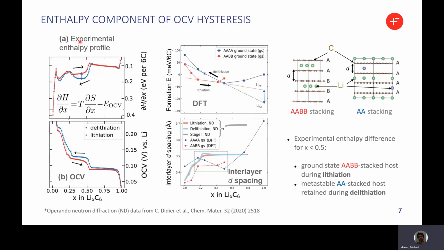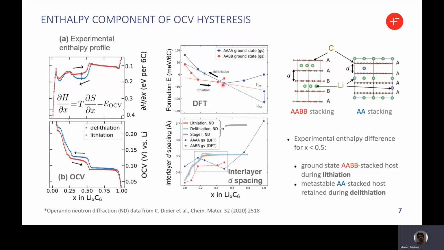To understand this energetic hysteresis, we have to turn to density functional theory. These calculations were done by Chao Peng and Dennis Kramer in Southampton. And what this shows, so this was done as a cluster expansion, is that the ground state configuration for x less than 0.5 is AABB.